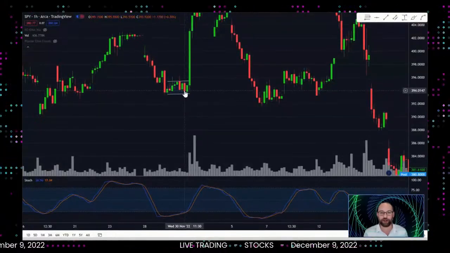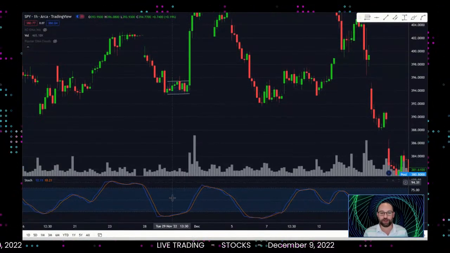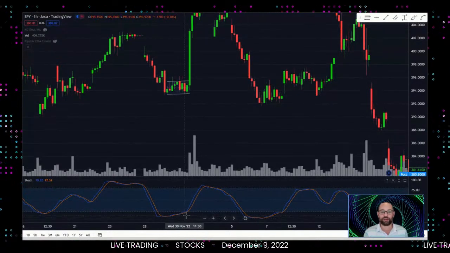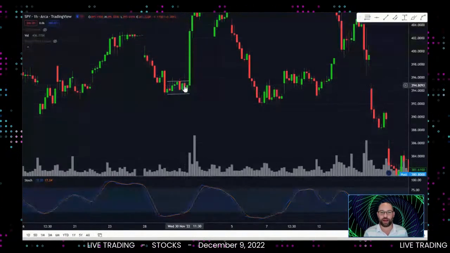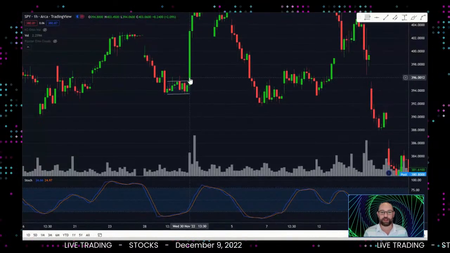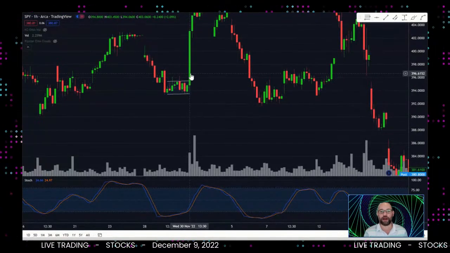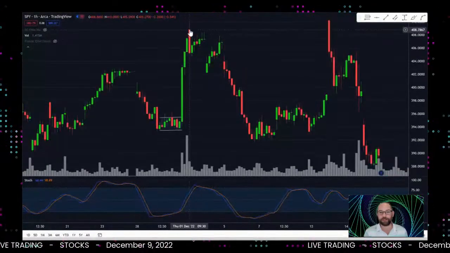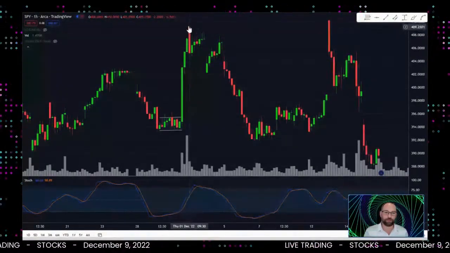Could have bought the second bottom here, and your Stoch starts coming up, right? So it looks like you're going to have a move to the upside before it happened. But you could have just waited, and as soon as this level broke, buy here. It blew all the way to the upside, right?